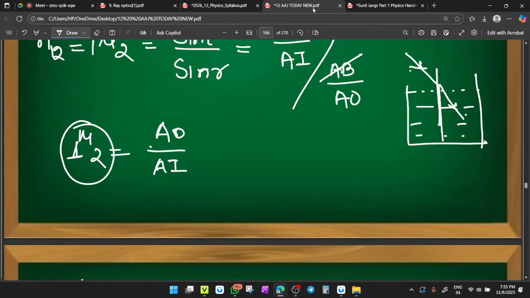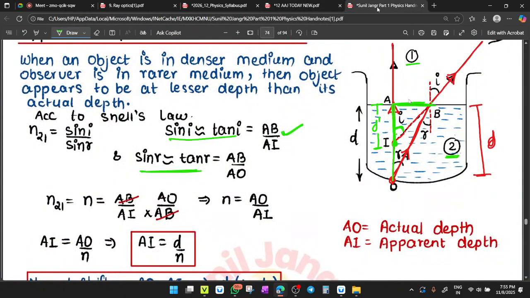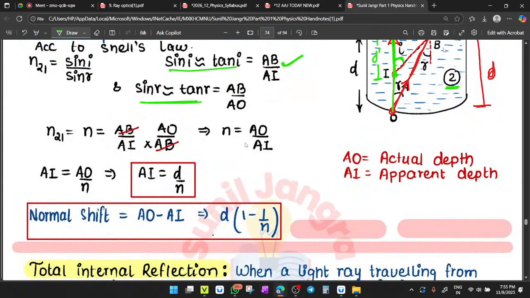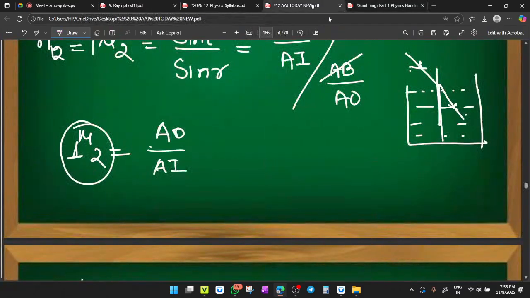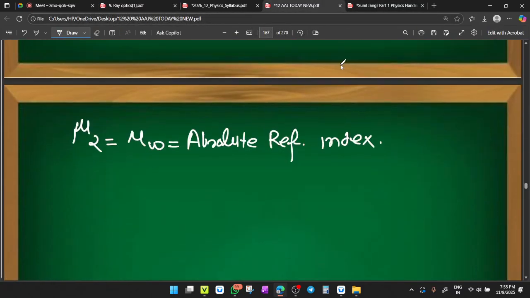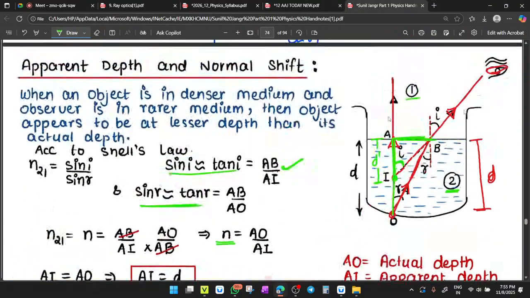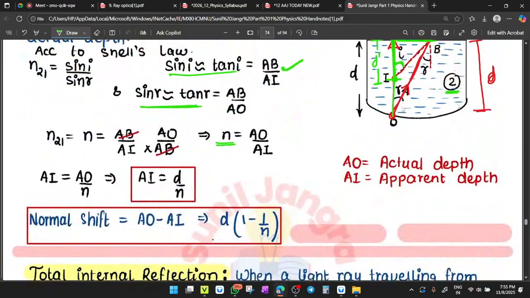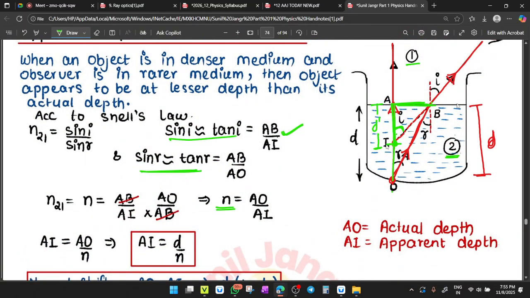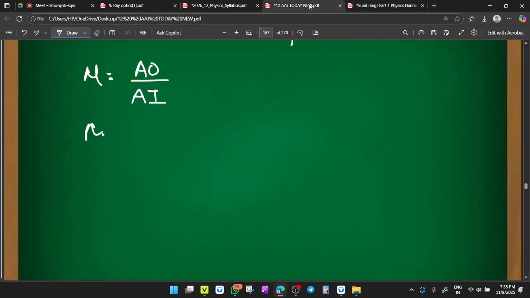Yes. As the first medium is air, you can write the medium refractive index as mu. Okay. So mu is equals to AO upon AI. Now place the value of AO and AI. AI is the apparent depth, D dash, and AO is the real depth, D.